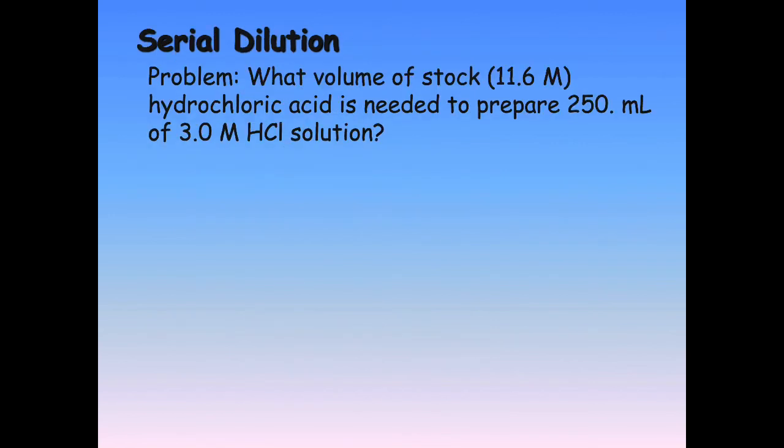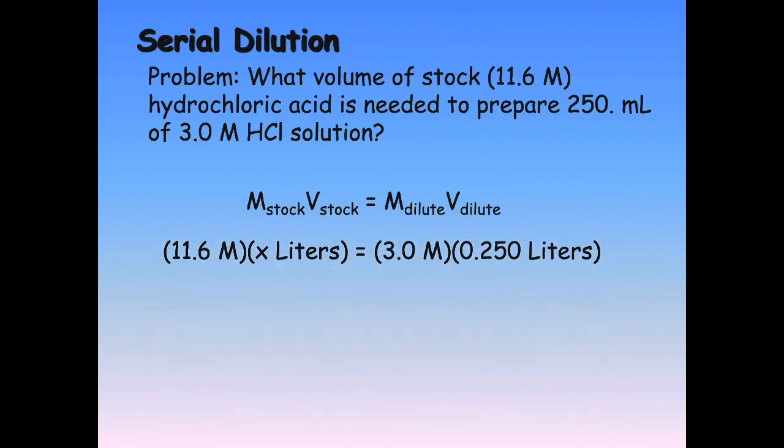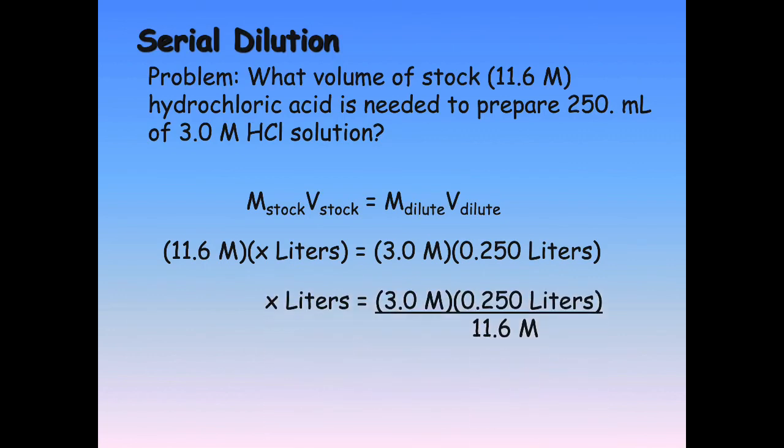When we look at serial dilutions, this is taking a stock solution and making it weaker, less concentrated. So we have a stock solution of hydrochloric acid, which is 1.6 molar, and we need to prepare 250 milliliters of a 3 molar solution. So we can use the formula, the molarity of the stock times the volume of the stock is equal to the molarity of the diluted solution times the volume of the diluted solution. Or sometimes I simplify this to M1V1 is equal to M2V2.